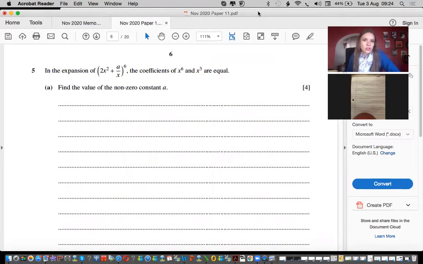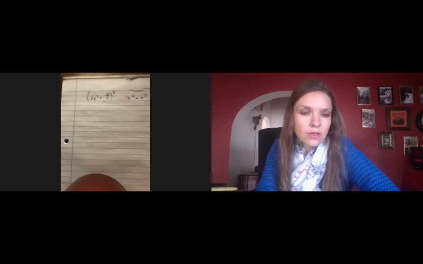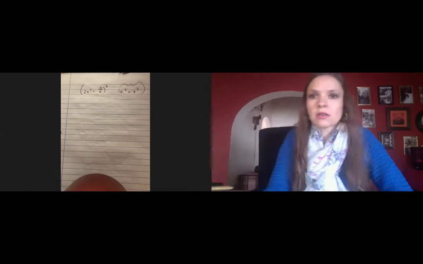In this expansion, we have got the bracket, let's just copy that down: 2x squared plus a over x, all to the power 6. They do mention that the coefficients of x to the power 6 and x to the power 3 are equal. Okay, so let's just remember that. Find the value of the non-zero, that just means the answer can't be 0, constant a. Okay, got everything here that I need. Copied everything down. Let us just break down the binomial expansion.